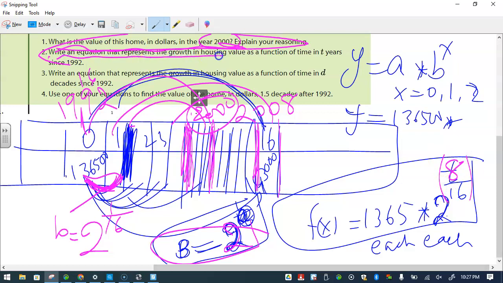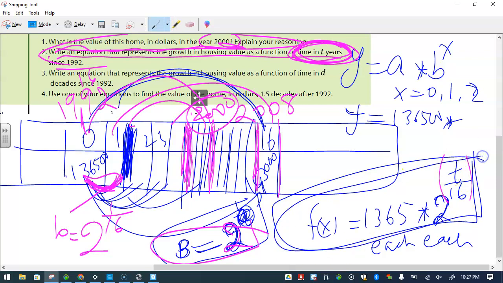The next question: write a representative function of t after 1992, each t years. So if it is year, you're already done. You just multiply t, like what I already showed you. Just take this off, and that's the t, for each year after t years. Write an equation of the function in d years. Now this is t, right? Because they're asking every decade, now I have to change this.